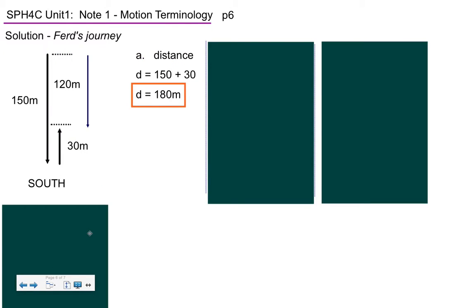Let's see the solution here. First I sketched it out, saying that south was down. If you look at my arrows here, he went 150 south, then turned around and went 30 meters north, back to where he came from. So part A asks us for distance, and distance is just his total journey. So his distance is 180 meters, right? He went 150 plus 30, so 180 meters.